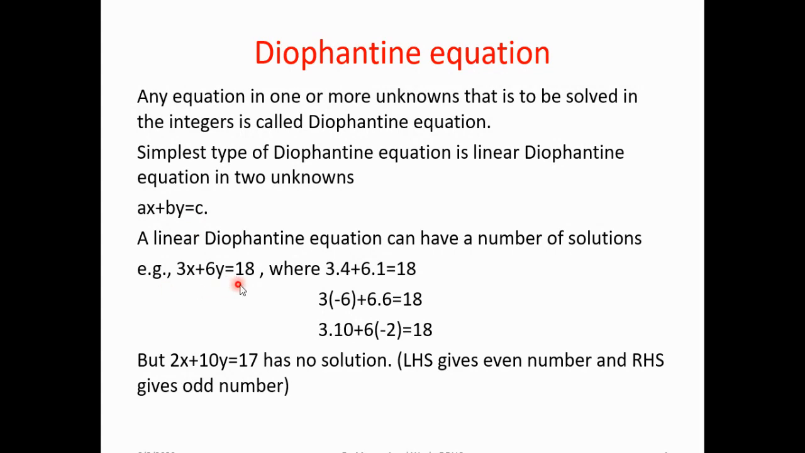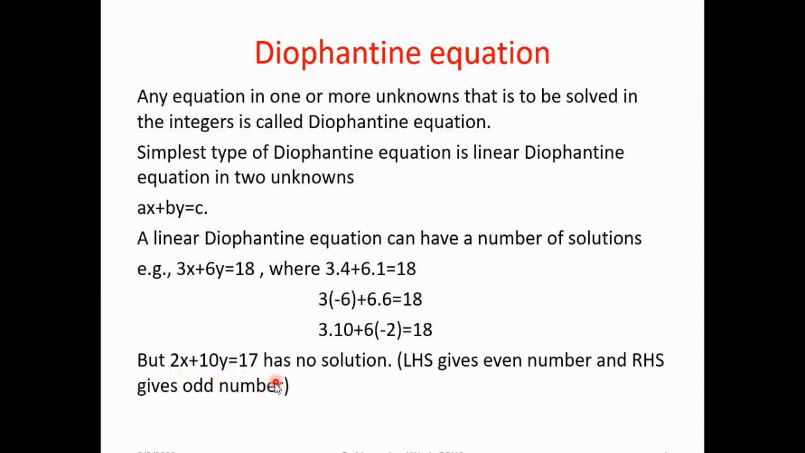For example, take the Diophantine equation 3x plus 6y is equal to 18. This particular equation has three solutions. 3 into 4 plus 6 into 1 is equal to 18, that means x is equal to 4 and y is equal to 1. Similarly, x is equal to minus 6 and y is equal to 6 also satisfies this Diophantine equation. And finally, when we take x is equal to 10 and y is equal to minus 2, then also this equation is satisfied. So such an equation may exist with more than one solution.